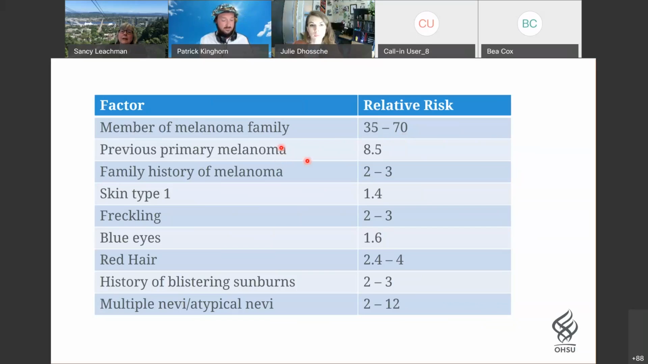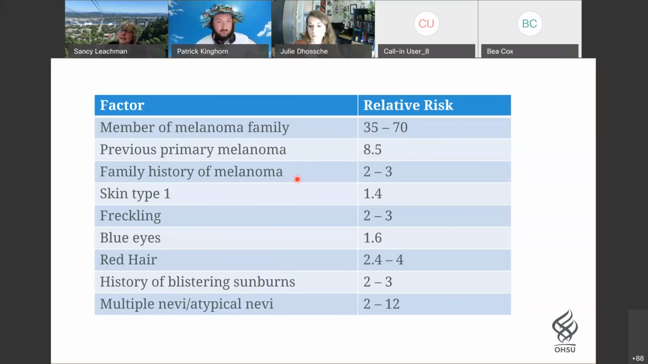If you've had a previous primary melanoma, that's sort of proven that you have both the genetic makeup and the environmental exposures that have created that perfect storm on your skin to make you able to have a melanoma. And if you've had one, then your level of risk is 8.5 times greater than would have been predicted before you got a melanoma, okay?